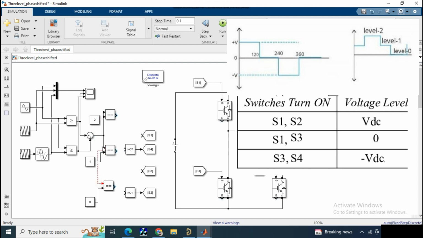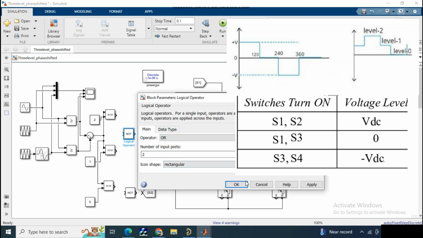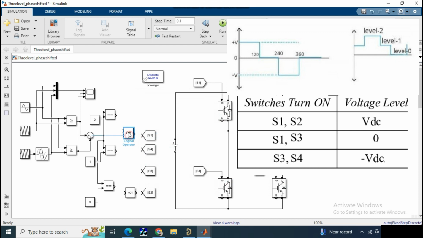So according to the switching states, switch S1 will be on at the top level, that is level 2, and the middle level, that is level 1 or 0. First I want to tell you that I am naming the VDC as level 2, 0 as level 1 and minus VDC as level 0.